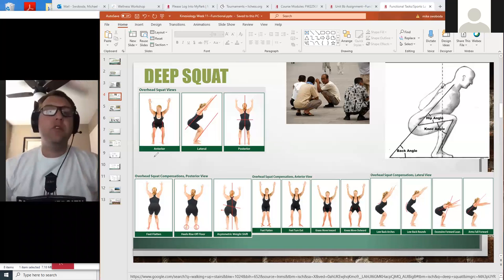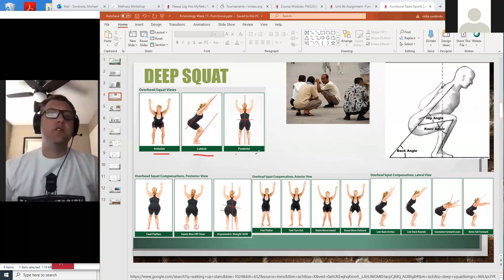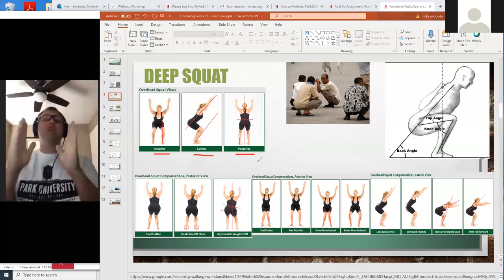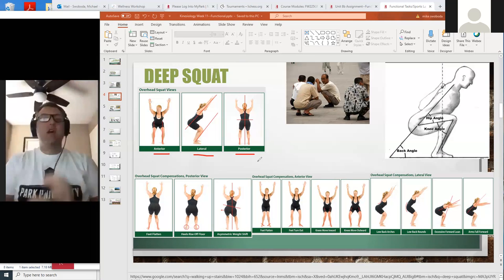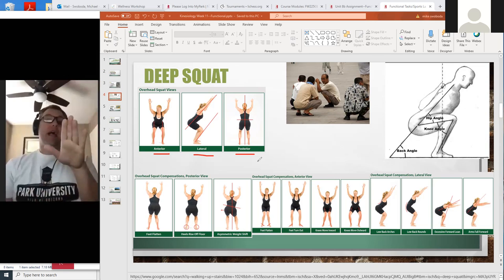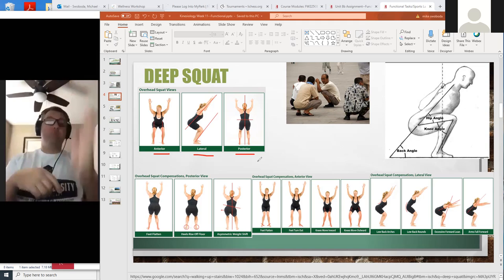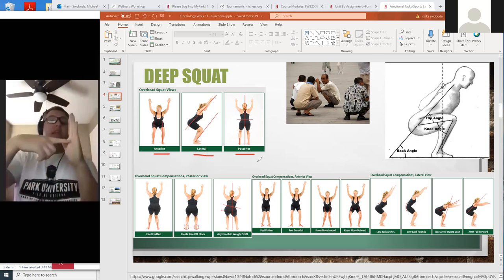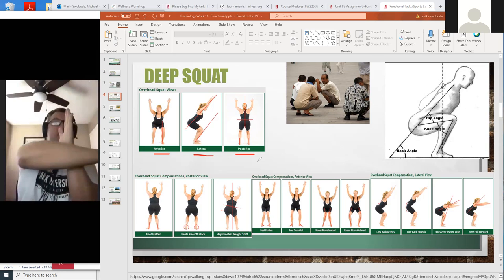As the tester, you want to look from three views: the anterior, lateral, and posterior view. When you look at the anterior view, and the posterior view for that matter, you're looking for shifts left and right. So when I'm in the sagittal plane, I'm moving forward and backward, like flexion and extension, and my axis is medial-lateral. So my axis crosses straight over. That's where the axis of rotation is.